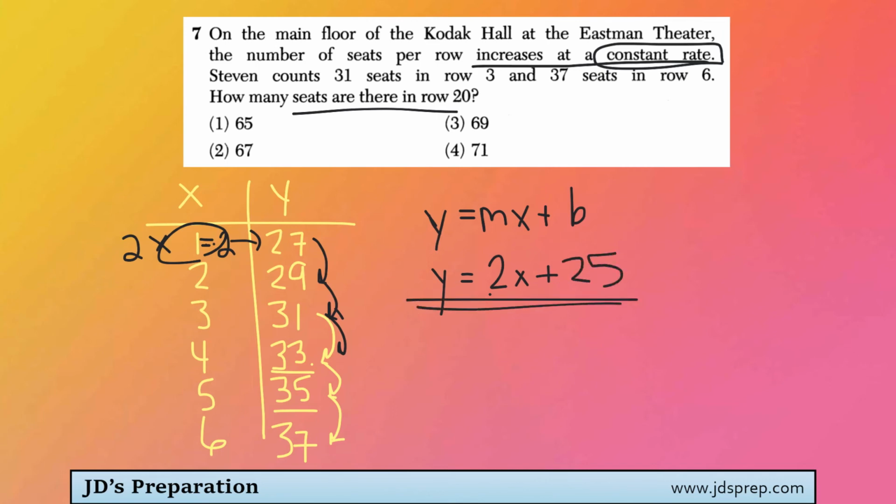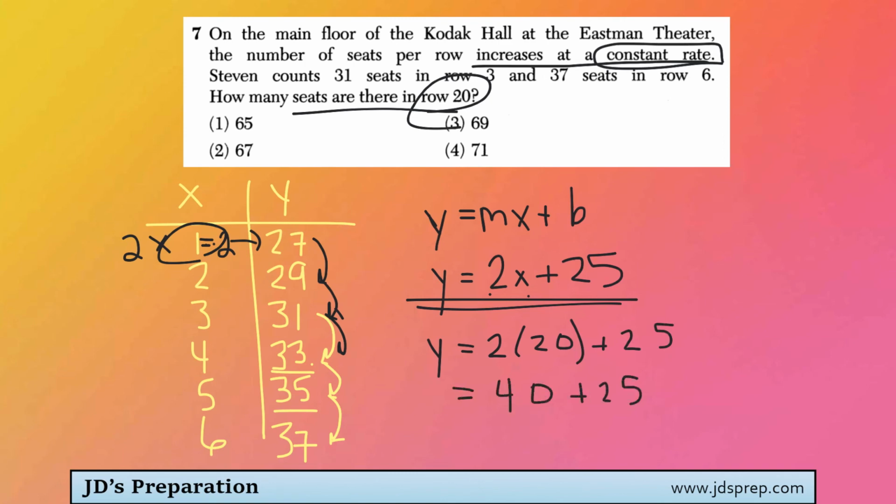So to find out how many seats are in row number 20, that would be replacing x with 20 and solving the equation. Pretty simple. We get 40 plus 25, which is 65. So the 20th row will have 65 seats.